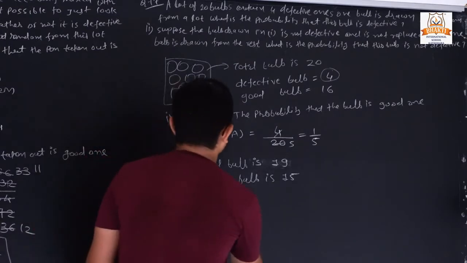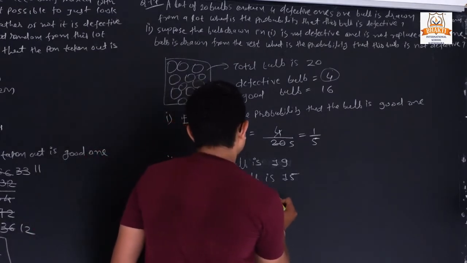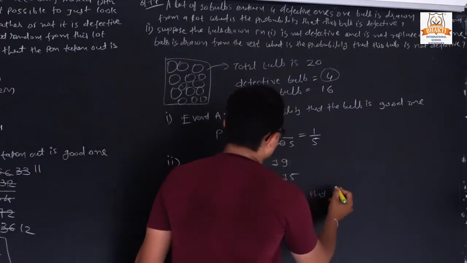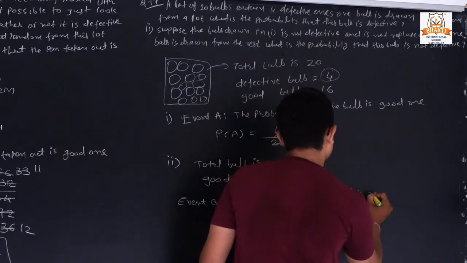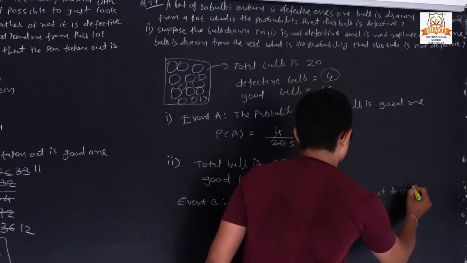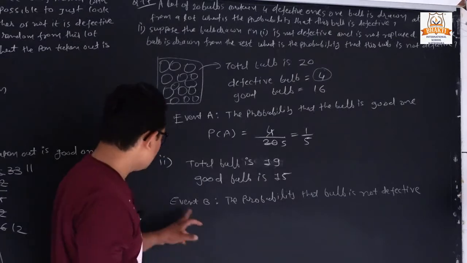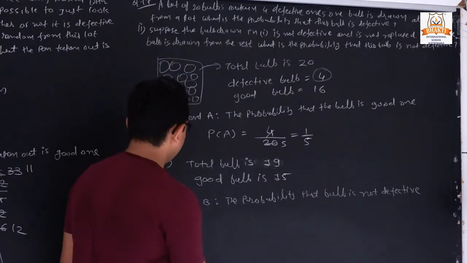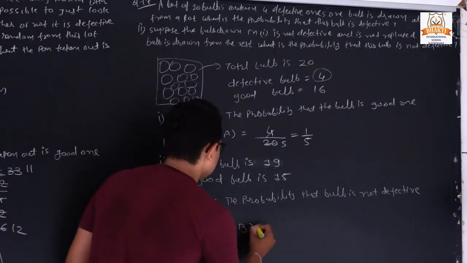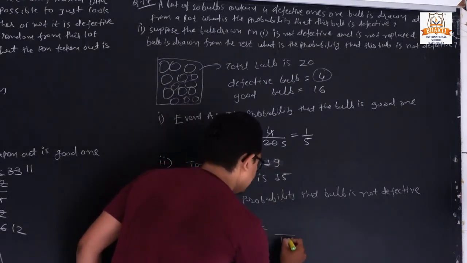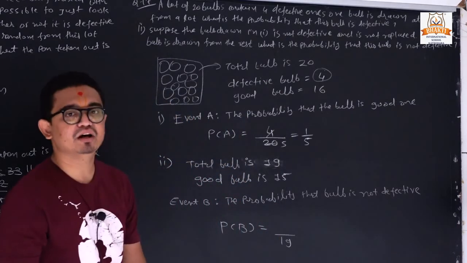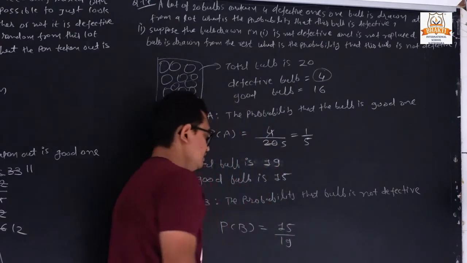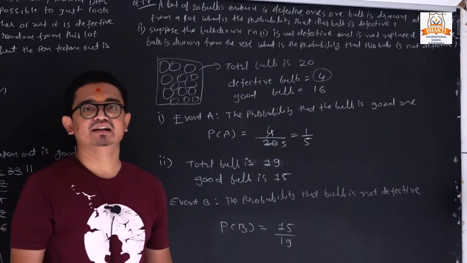The probability that the bulb is not defective. So now second, event B, the probability that the bulb is not a defective one. So P of B is equal to, the total bulb is now 19 because we have already taken one bulb, and how many are the good ones now? It is 15. So the answer is 15 upon 19.